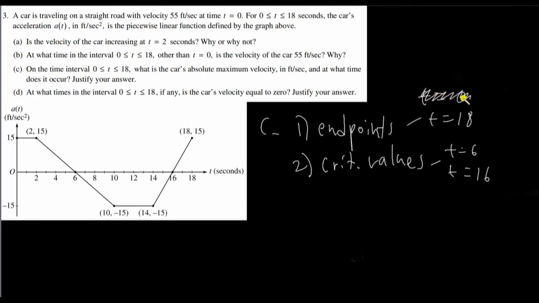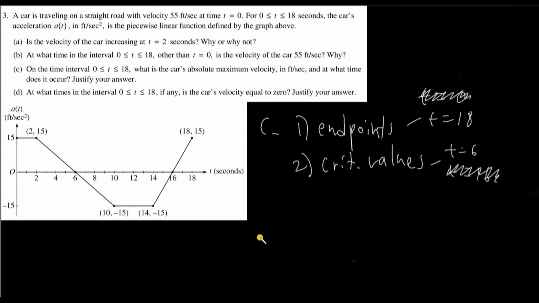Okay, and then it looks like from 0 to 6 we have a positive area, and then from 6 to 16 we have a much bigger negative area. So the net area from 0 to 16 is going to be negative. So at 16 the velocity is going to be less than 55, so that's not the absolute maximum either.